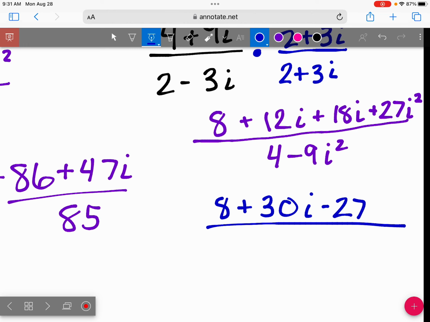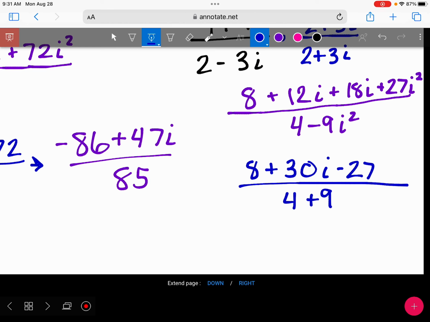All right, so then we have 4 plus 9 in the denominator. Same process. I squared is negative 1. 9 times negative 1. And we get our answer of 8 plus negative 27, giving us negative 19 plus 30i over 13.